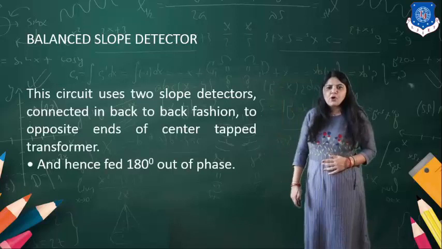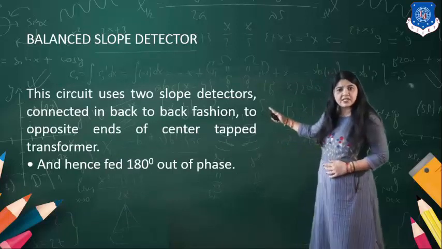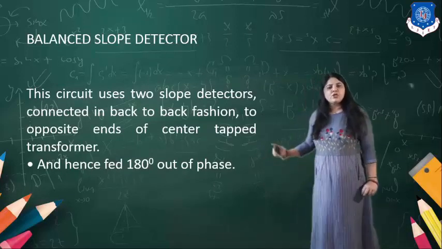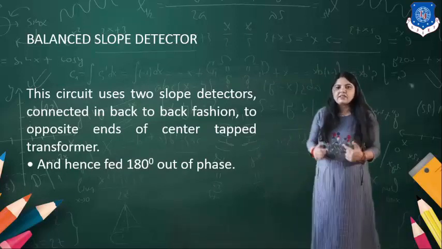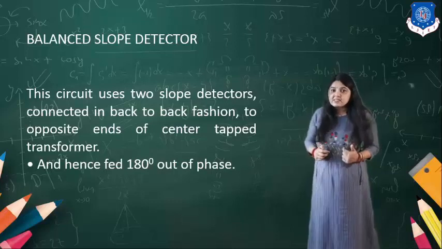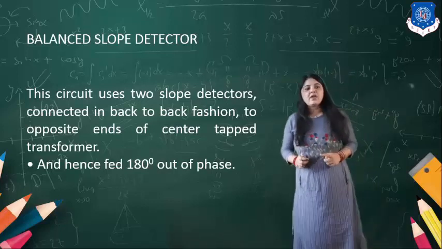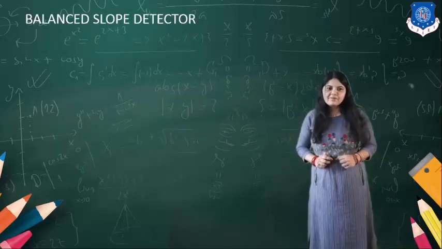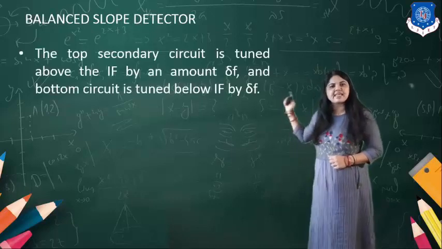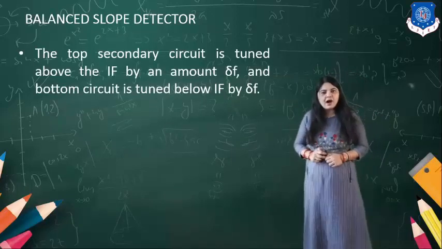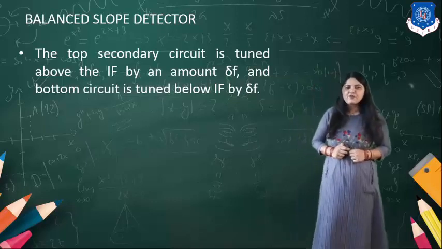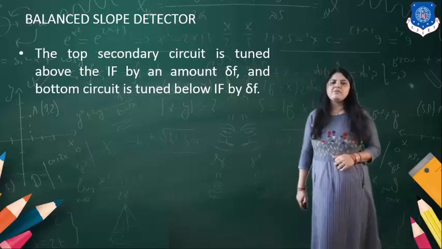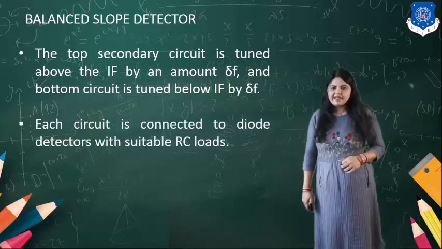In the balanced slope detector, the circuit uses two slope detectors connected back-to-back to opposite ends of the center-tapped transformer, and hence we can have outputs that are 180 degrees out of phase. Here the top secondary circuit is tuned above the IF by an amount delta F, and the bottom circuit is tuned below the IF by delta F.